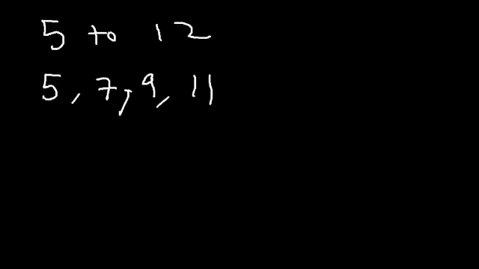If it was exclusive, that means it doesn't include 5 or 12. So exclusive would be 7, 9, and 11. So if you want to find all of the odd integers between 5 to 12 exclusive, not including 5 and 12, it's 7, 9, and 11.